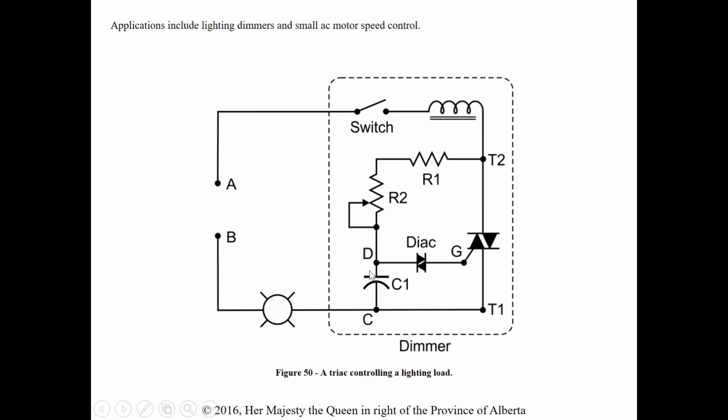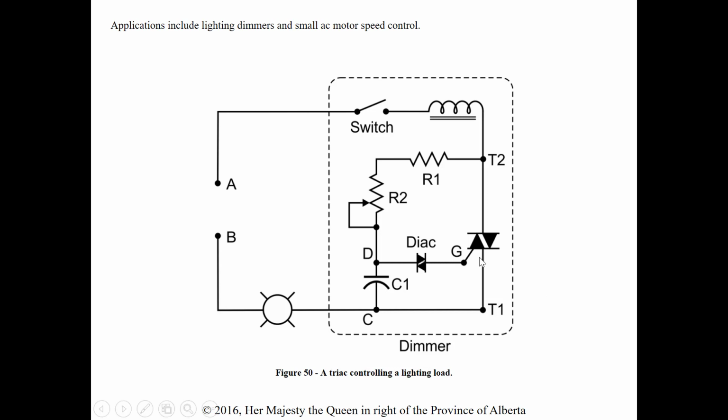Some applications for Diacs and Diac-controlled triacs would be lighting dimmers. So lighting dimmers for the first one. The light circuit shown is phase controlled with the aid of an RC and Diac timing circuit. Dimmer switches use this circuit arrangement to control incandescent lights.